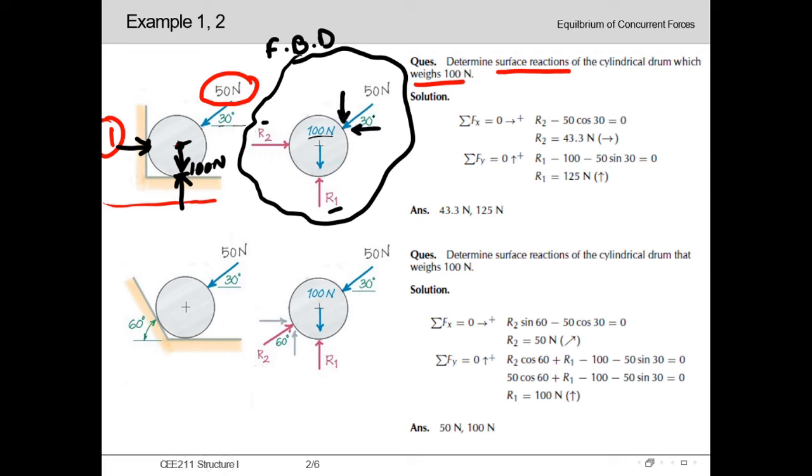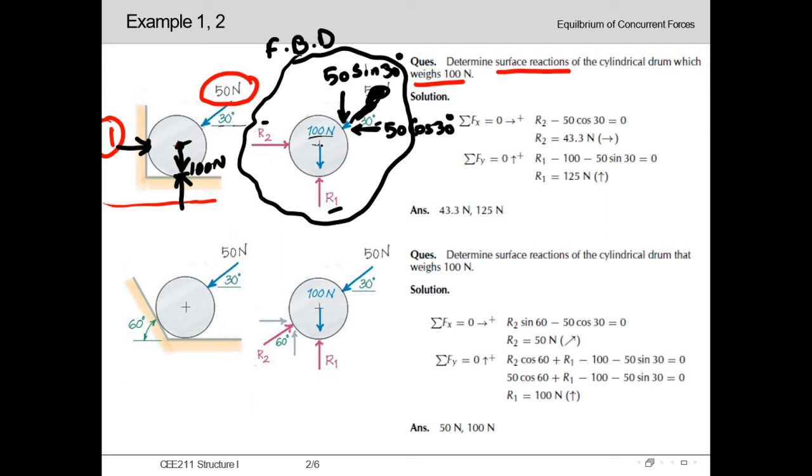So denoting these two components of 50 Newton, we know that 50 Newton is at an angle of 30 degrees with the horizontal, so this horizontal component will be 50 cos 30 degrees, and this vertical component will be 50 sin 30 degrees. So here we have already denoted all the forces, so we can easily eliminate this 50 Newton. Now we can see all these forces are acting through a single point, which is the center.